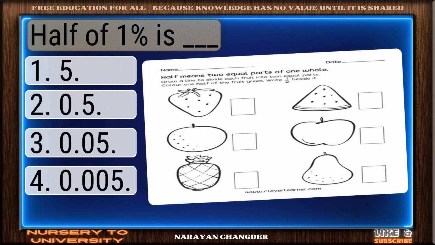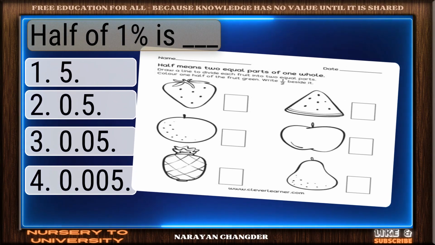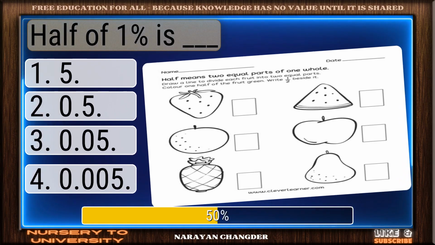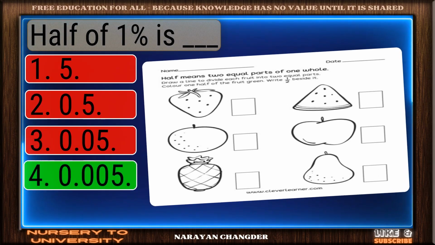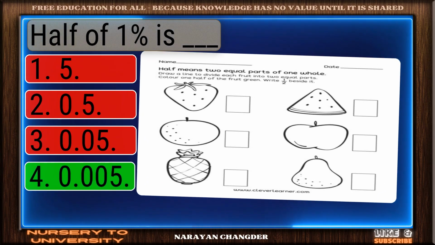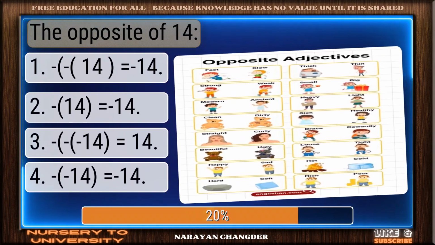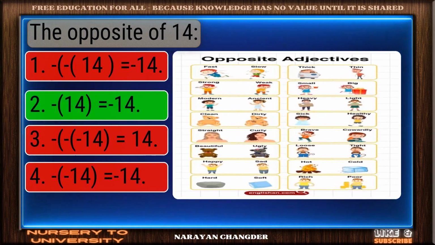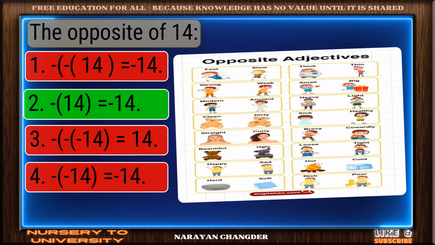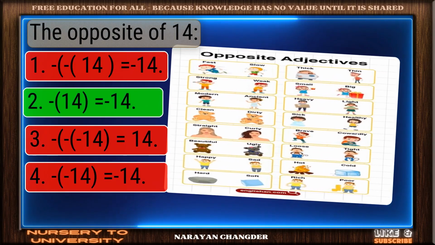Question number 210, half of 1% is dash. Excellent. 0.05 is a brilliant choice. Question number 211, the opposite of 14. Perfect. Equal to 14 is the correct choice.